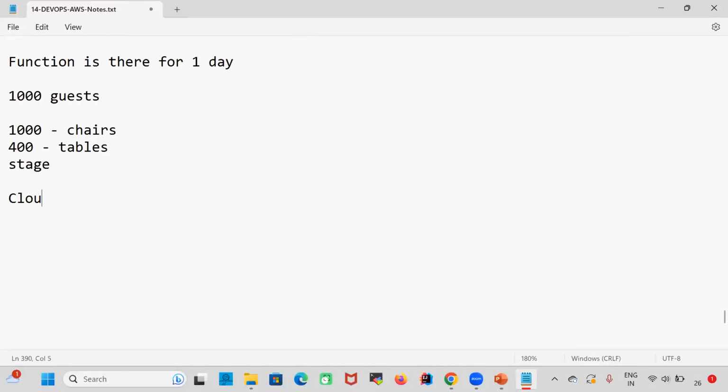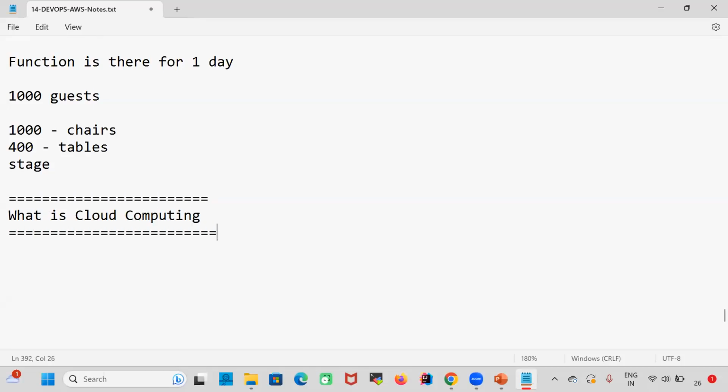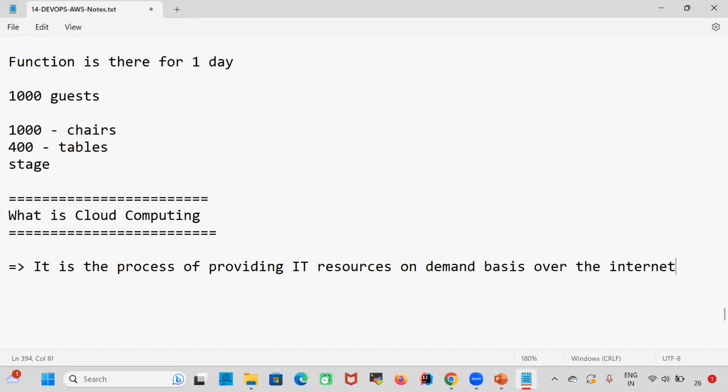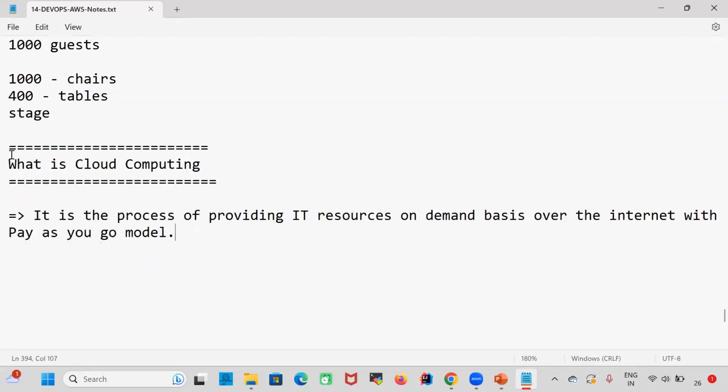What is that, guys? Cloud computing. So what is cloud computing? It is the process of delivering IT resources over the internet on demand basis. It is the process of providing IT resources on demand basis over the internet with the pay as you go model. This is the definition for cloud computing. In simple terminology, taking infrastructure for rent is called cloud computing. In layman terminology, taking infrastructure for rent is called cloud computing.